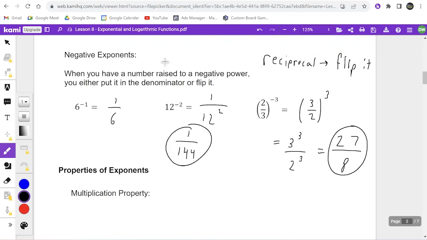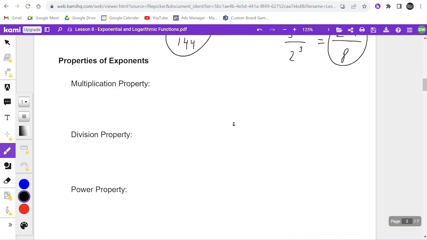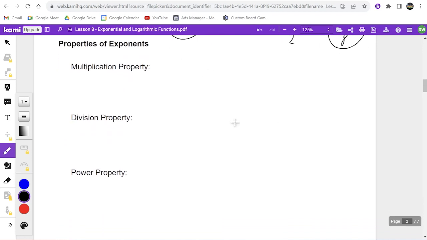Okay, then now we're going to talk about the properties of exponents. We have 3 properties to talk about today. First is the multiplication property. Let's say you have x squared times x cubed. And the key here is that the bases have to be the same. If your bases are the same and your exponents are different, you just add your exponents together.